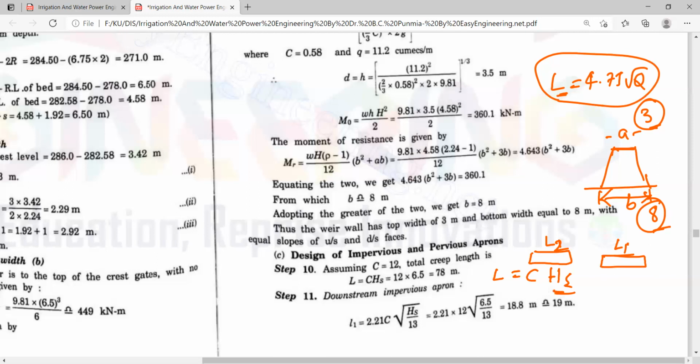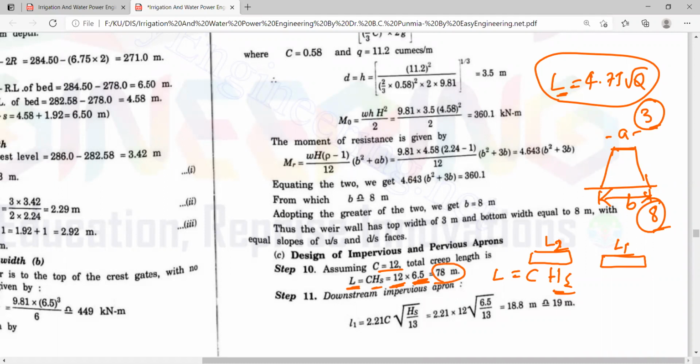For this case, HS value, the head available at the upstream side, will be 6.5 meters. So in this problem, 6.5 multiplied with C value 12. Just now we are assuming, so just assume C is equal to 12. HS is equal to 6.5. So total length of creep will be 78 meters.